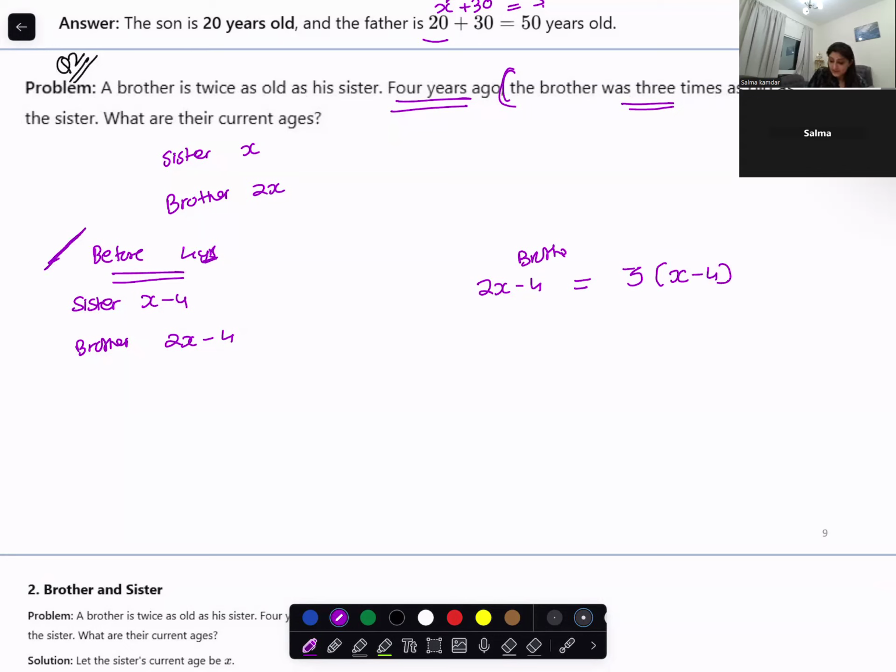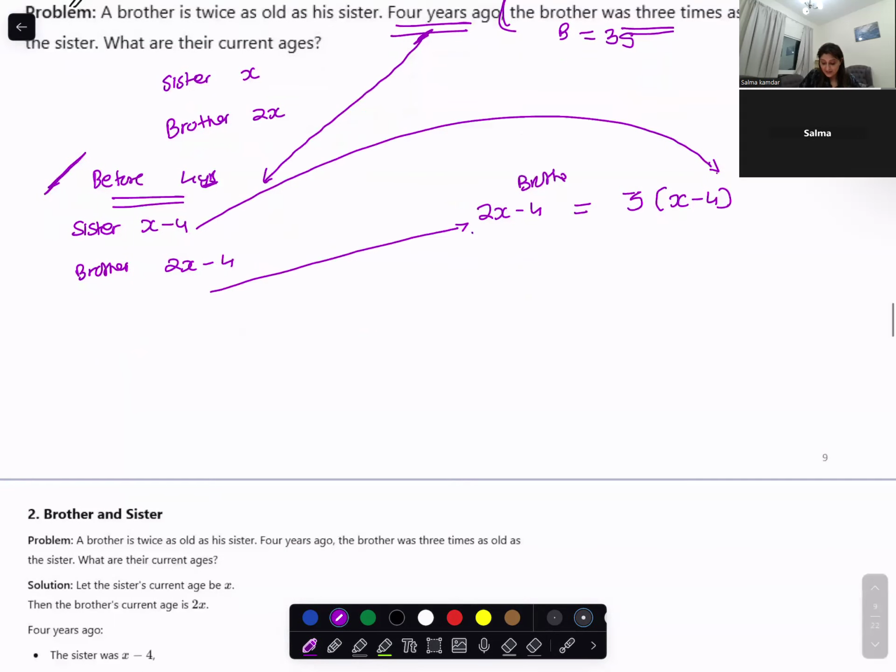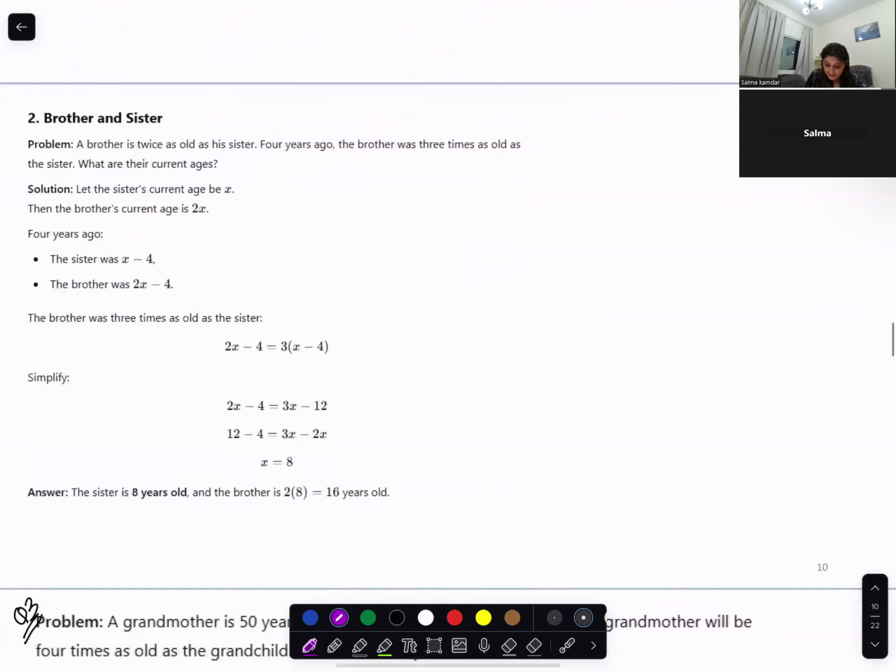So I am taking brother's age also 4 years ago, sister's age also 4 years ago. And this is the equation. Brother was 3 times as old as sister, but all of this I need to take 4 years ago. I would equate this and I would find the value of x. So x is the sister's age, brother's age would be 2 times x, that is 16.